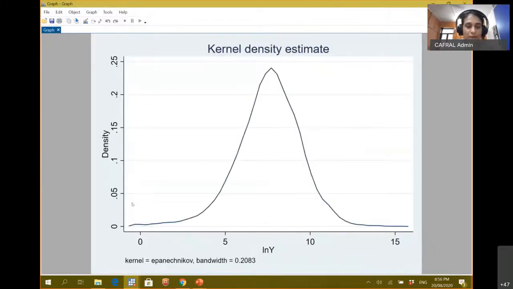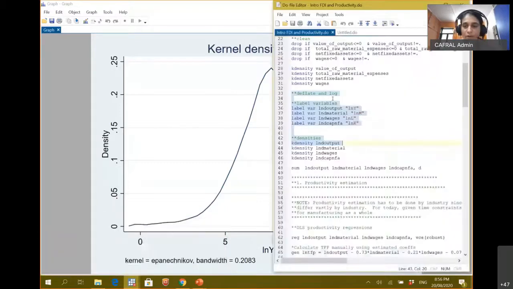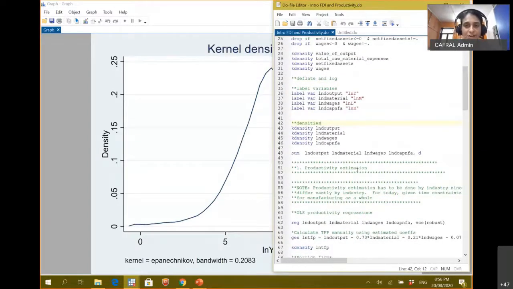There you go. Now it looks a lot more reasonable, right? That's because I took logs of all of these variables. I have taken the log of output, materials, wages, and capital stock. Materials and wages are the typical variable inputs people use. Sometimes people put in energy and fuel. You can do that, but make sure that your data is not spotty, because you don't want to be losing too many observations in the hopes of running a fancy estimation.